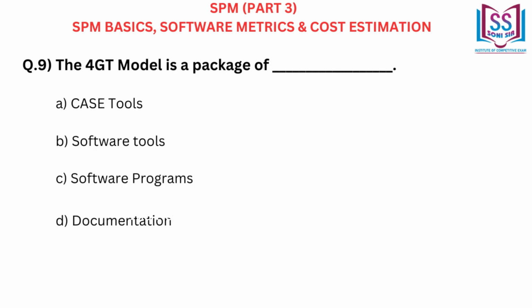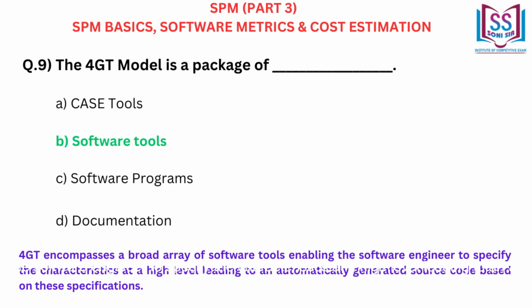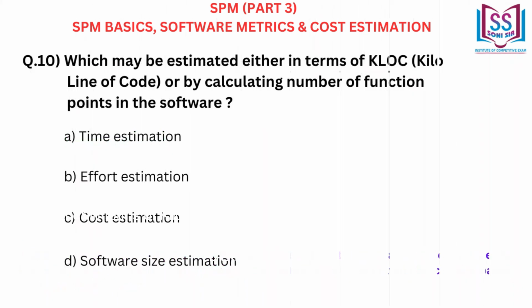The 4GT model is a package of dash. A. Case tools. B. Software tools. C. Software programs. D. Documentation. Answer B. Software tools. 4GT encompasses a broad array of software tools enabling the software engineer to specify the characteristics at a high level, leading to an automatically generated source code based on these specifications.